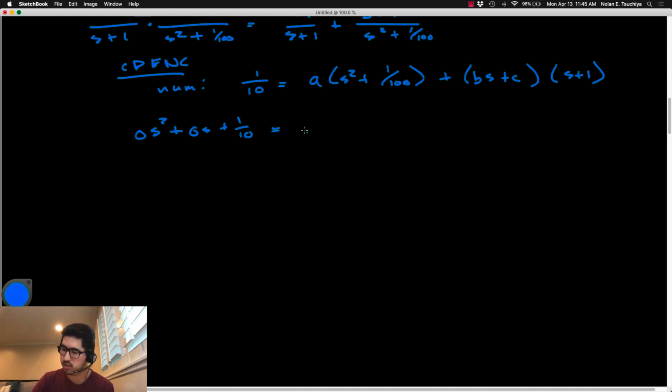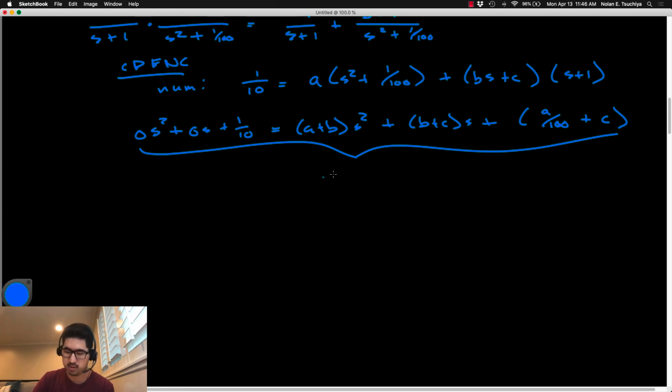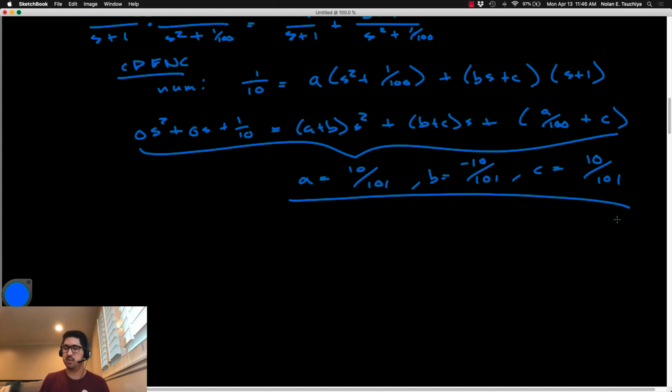Expanding out this numerator, we just get (a + b)s² + (b + c)s + a over 100 + c. Of course, this is going to create three equations and three unknowns, so from here we should be able to solve for a, b, and c. And we get that a is equal to 10 over 101, b is equal to minus 10 over 101, and c equals 10 over 101. You can verify those numbers, but this is just going back to our partial fraction expansion.